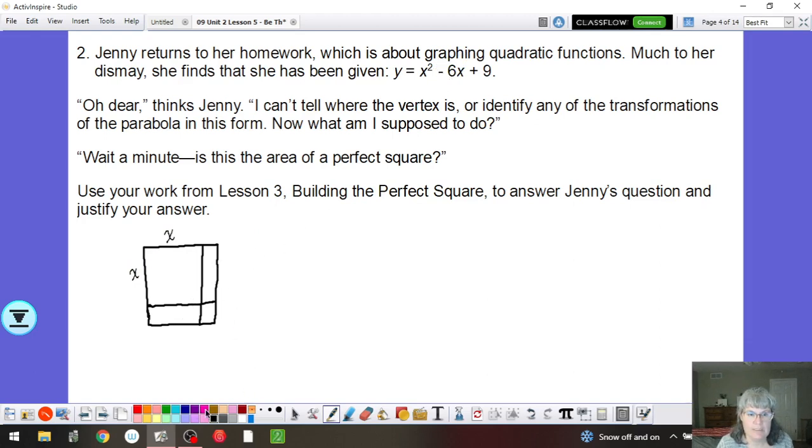So if we take 6 and divide it by 2, we have a minus 3, which would make each rectangle negative 3x. And the number of units then would be negative 3 times negative 3, which is 9. So I don't need to take any away, and I don't have any extras. So we can say that this is a perfect square.